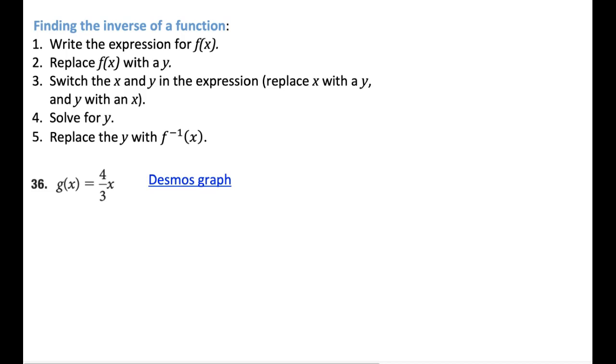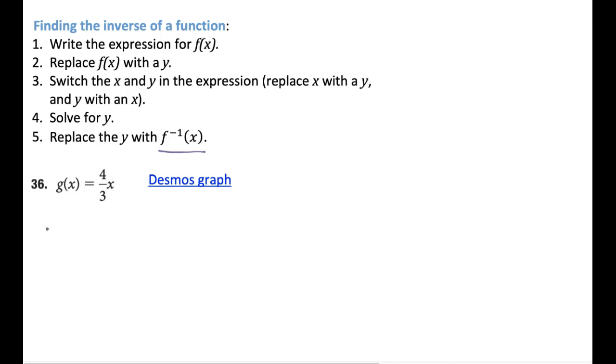So first you want to write the expression for f of x. So just write it out. And then you want to replace f of x with a y. So just rewrite it and put y when you see the f of x. Then the next step, step 3, is the key step. You want to switch the x and the y in the expression. Anytime you see an x, you replace it with a y. Anytime you see a y, you replace it with an x. Then step 4 is you want to solve for y. And then you rewrite it, replacing the y with f to the minus 1, which means inverse function. We want to replace it with the inverse function of x symbolism.